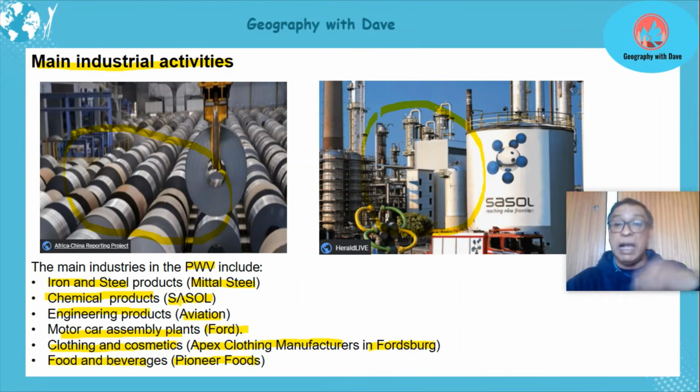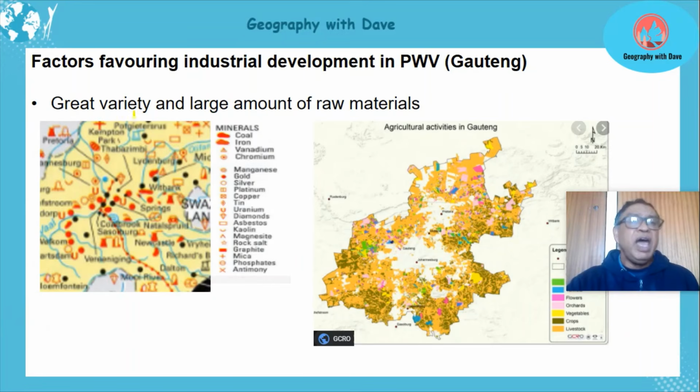I just gave you an example that if you're driving around, you may see this and say, hey, there's food and beverages being produced in this country, or rather in Gauteng. Okay. Then why is this area so popular in terms of industrial activities? So we look at factors favoring industrial development in the PWV region of Gauteng.